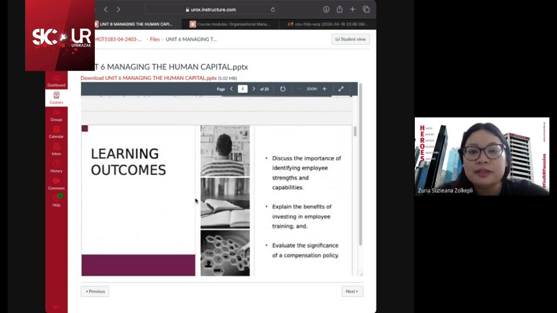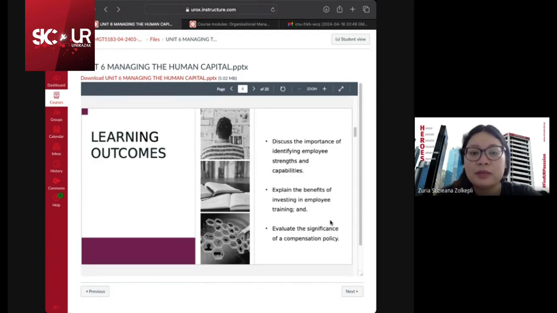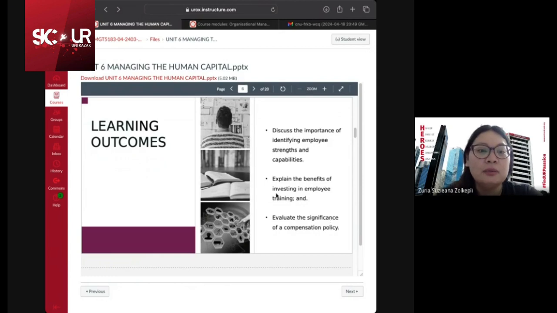The learning outcomes of this chapter: you should be able to discuss the importance of identifying employee strengths and capabilities. This is the way that we can identify skill and talent, and later on we should know what kind of training to give them. And if they have achieved their capabilities, we should know what compensation policy is appropriate for them. Explain the benefit of investing in employee training, and evaluate the significance of compensation policy.